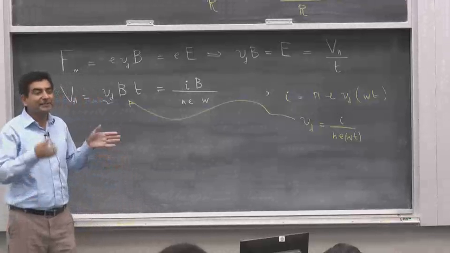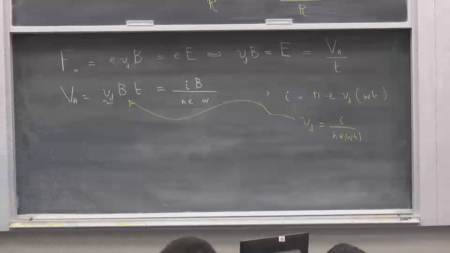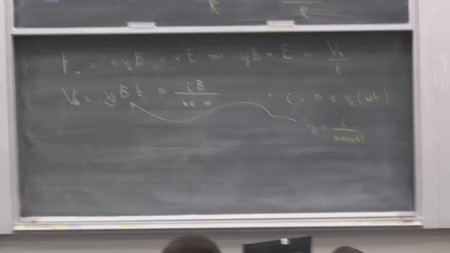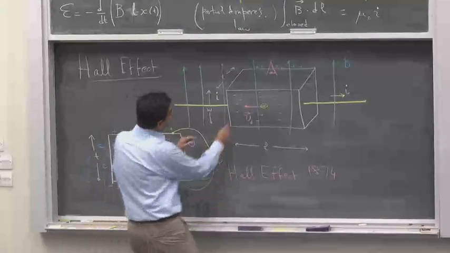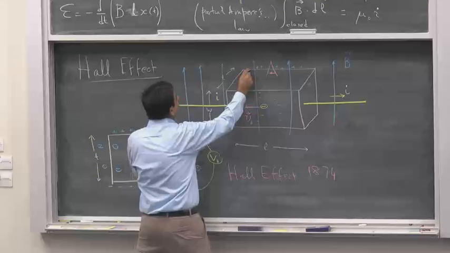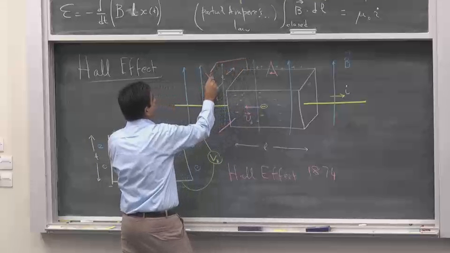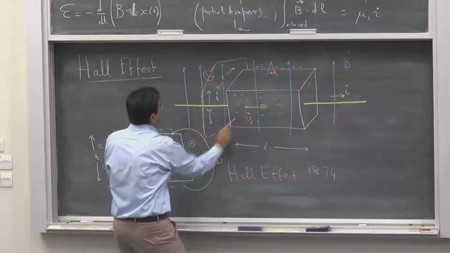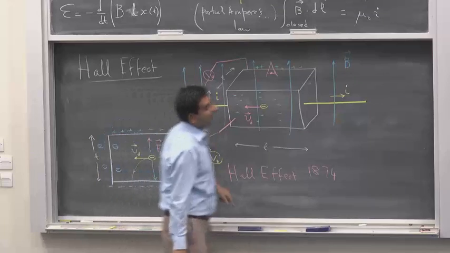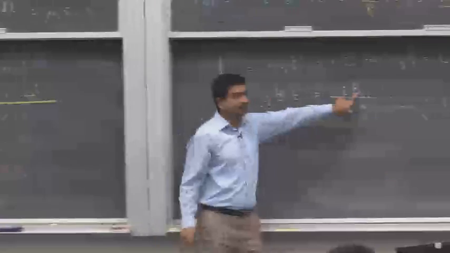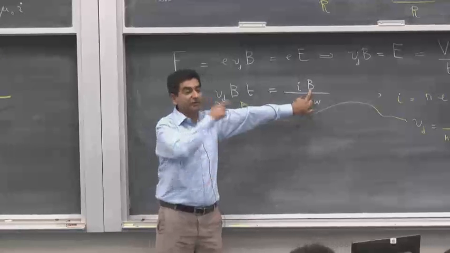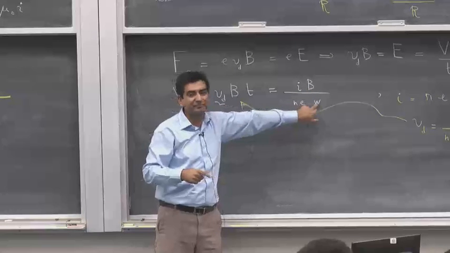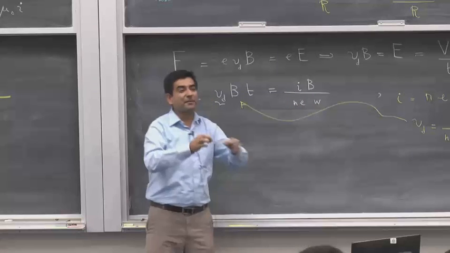I can use this device, I can put a voltmeter here. If I put a voltmeter here, I can measure the Hall voltage. In other words, I fix a voltmeter to the front end and to the back end. And with this voltmeter, I can determine magnetic fields. So I can use this device to detect and determine magnetic fields if I know the current, n, e and W. I can use it to determine currents.